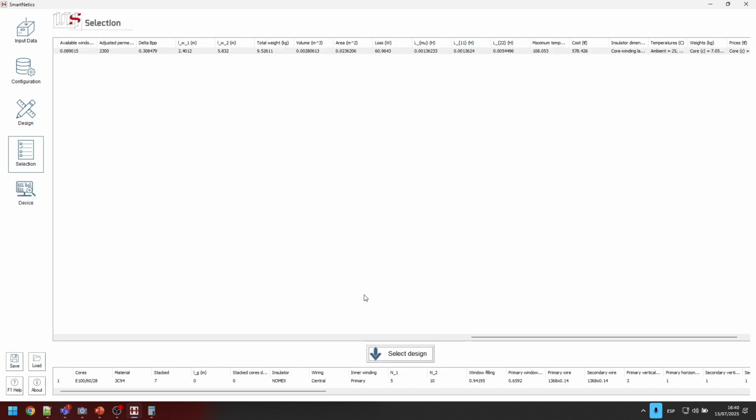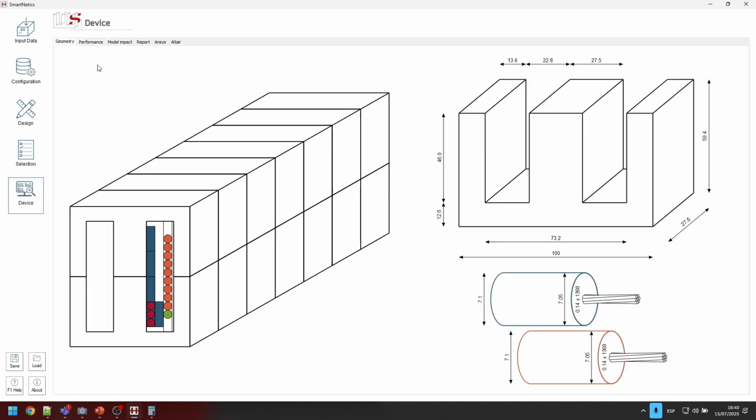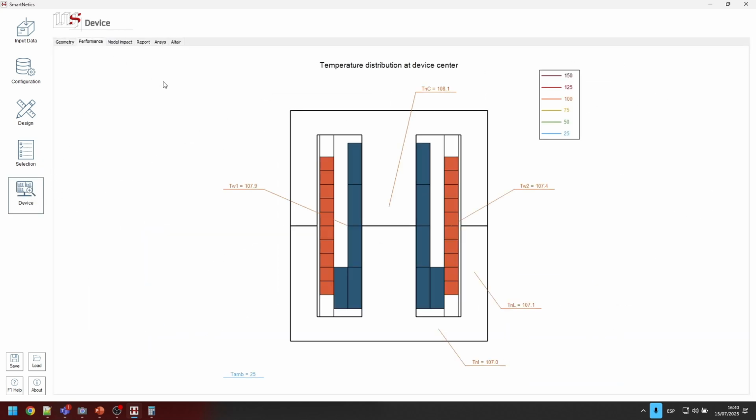And the good thing about this is we don't only have access to the maximum temperature. In the last window, we have access to the temperature distribution. So we can get the temperature at the center of the core, at the center of the primary and secondary windings, at the lateral and the bottom of the cores, etc. So we can really see what to expect if we really try to use this device in a new project.